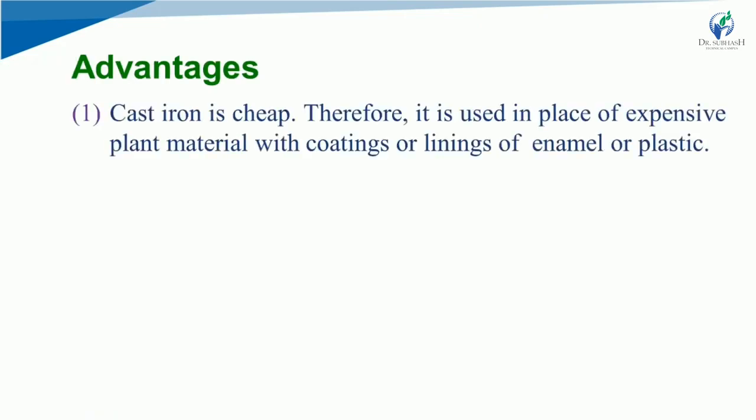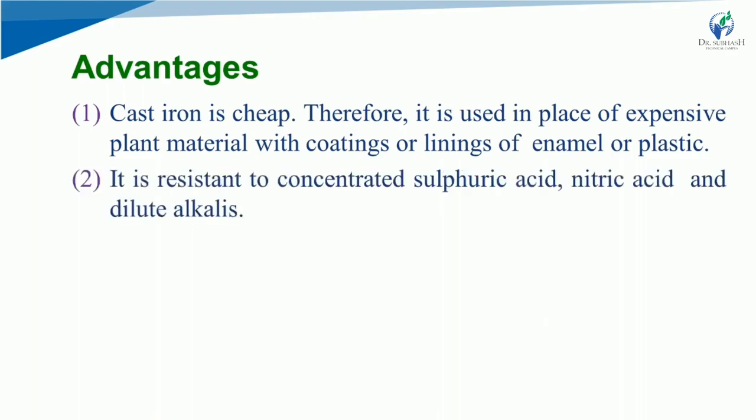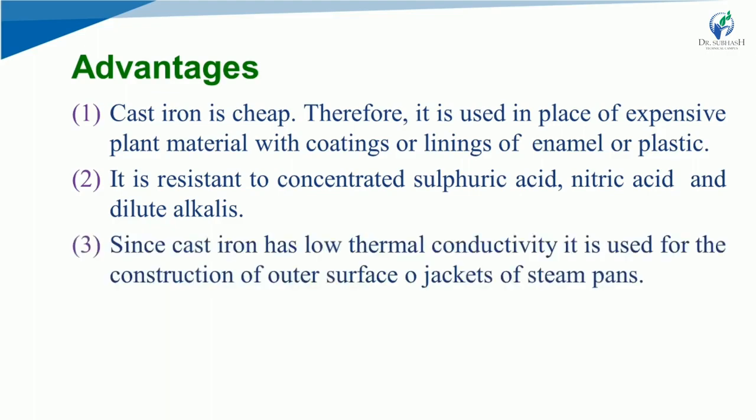Now we are going to focus on advantages. The first one is that cast iron is cheap. Therefore, it is used in place of expensive plant material, with coatings or linings of enamel or plastic. It is really cheap. That is the biggest advantage. So you can use it anywhere. It is resistant to concentrated sulfuric acid, nitric acid, and dilute alkalis. Since cast iron has a low thermal conductivity, it is used for the construction of the outer surface of jackets or steam pans.